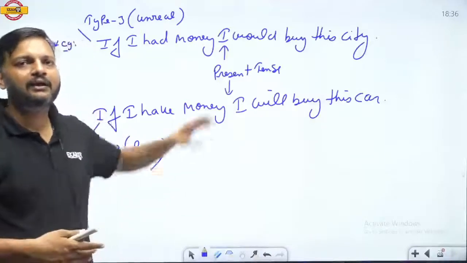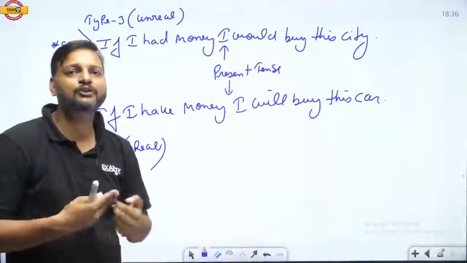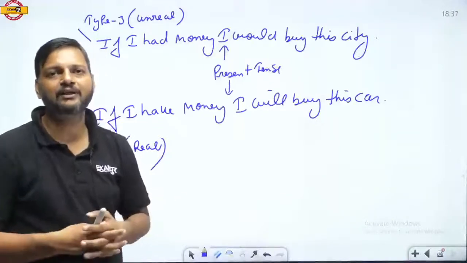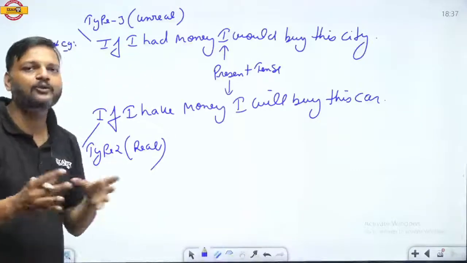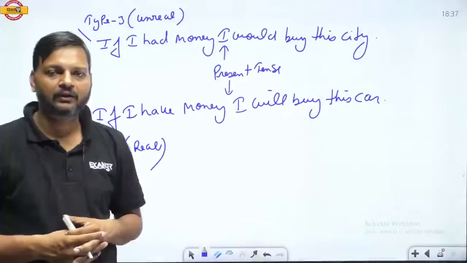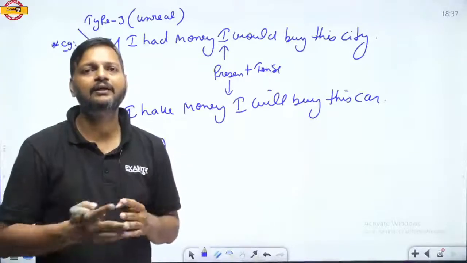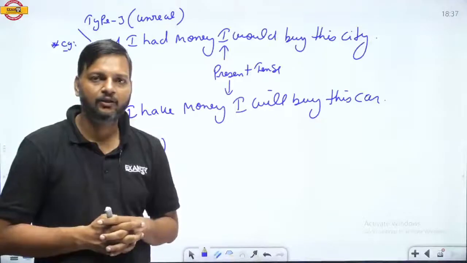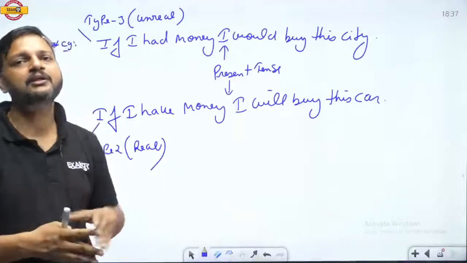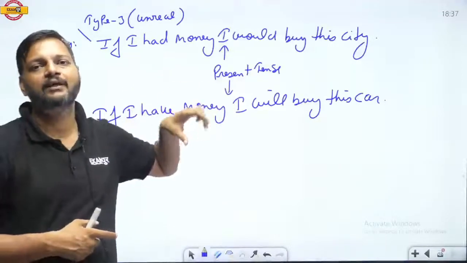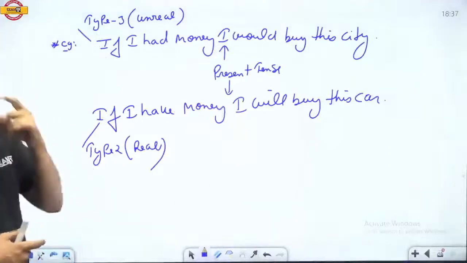Now the question is, if the unreal conditional is in present, why do we structure it in past indefinite tense? The only thing is, type 2 and type 3 are opposites of each other. On one hand, type 2 is real, and on the other hand, type 3 is unreal. So to differentiate between these two, we structure type 3 in past indefinite, but the sentence is present tense. The only difference is meaning.